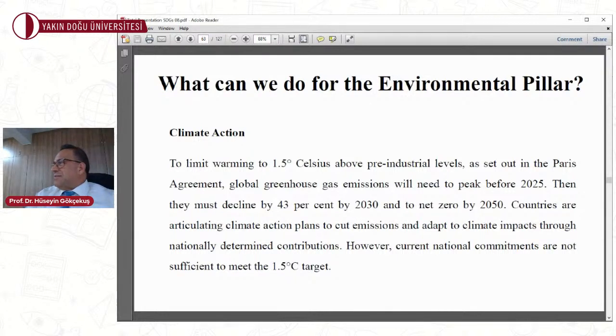Do you believe that this will happen? I don't believe. Countries are articulating climate action plans to cut emissions and adapt to climate impacts through the nationally determined contributions. However, current national commitments are not sufficient to meet the 1.5 degrees centigrade target. They agree with me.